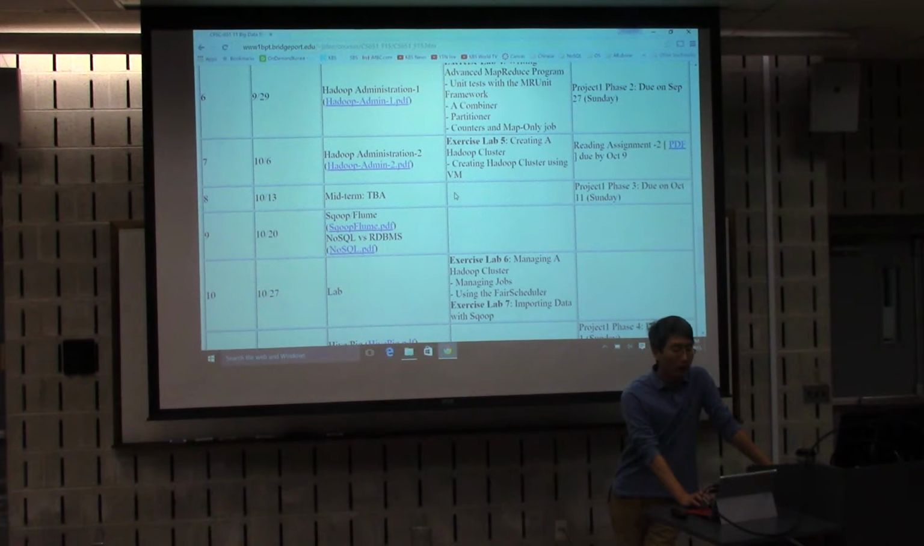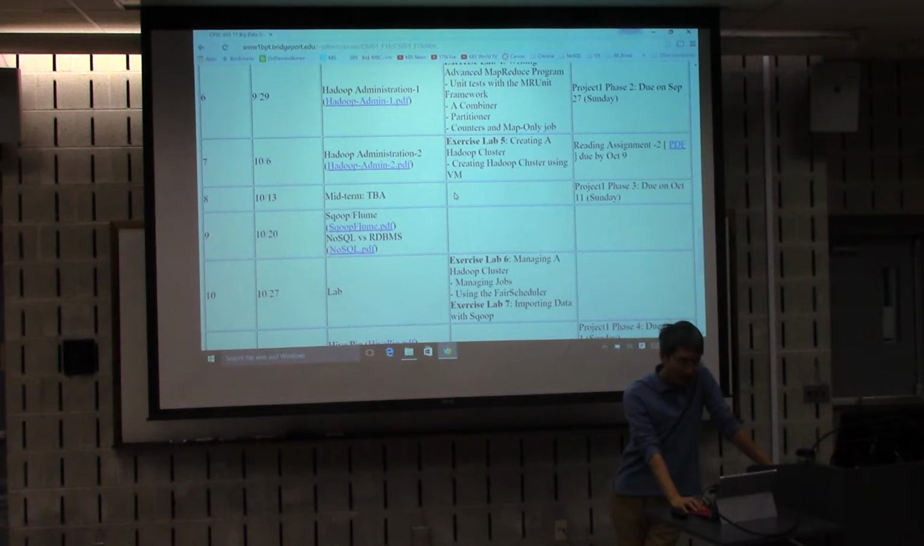Okay. Then today you will practice in the exercise lab, right? The MRUnit, and in addition to that, we are going to discuss today the combiner as well as the partitioner. Because the reducer itself is sometimes the bottleneck of the processing, how do we reduce the workload of the reducer using the combiner? Then followed by the partitioner, to specify the specific group of reducers for the output of the mapper. We will see what they are.